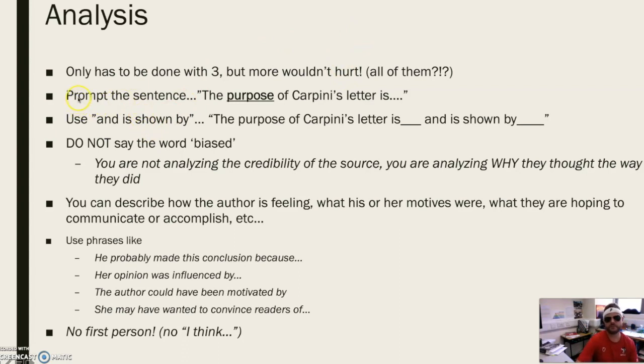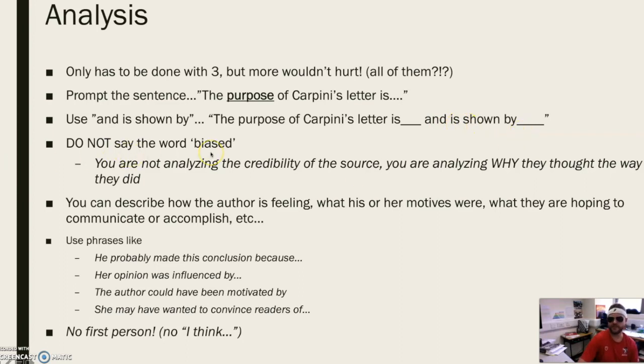Another really important note here is to prompt the sentence. The purpose of Carpini's letter is blank. Use these words. Make it super clear. There is no question about what you were trying to say, right? The purpose, the audience, the historical context. Use those actual words. I cannot emphasize that enough. And use "and is shown by." The purpose of Carpini's letter is blank and is shown by blank.